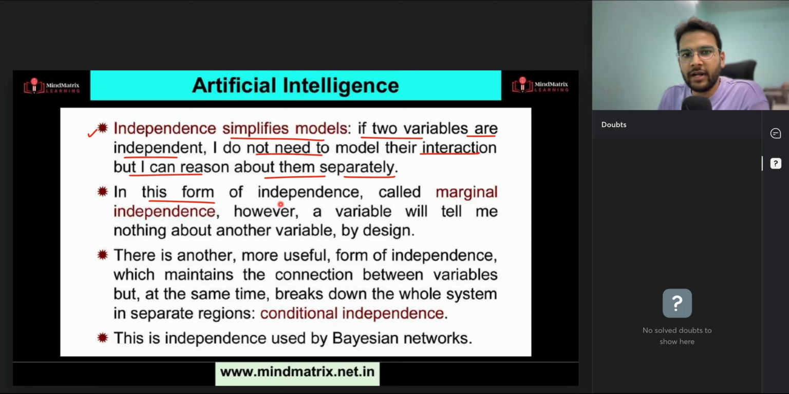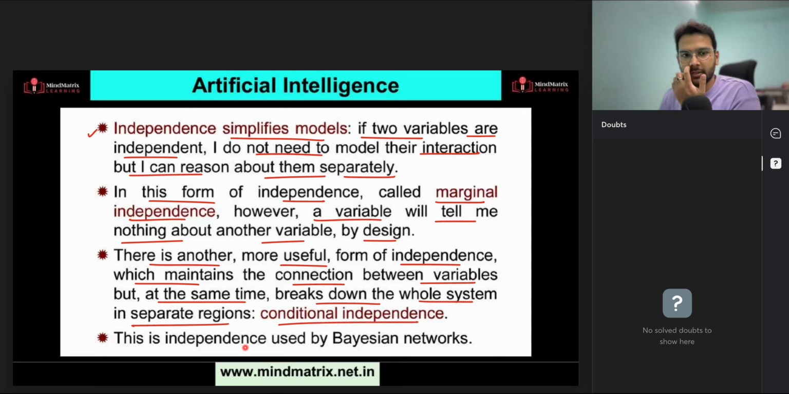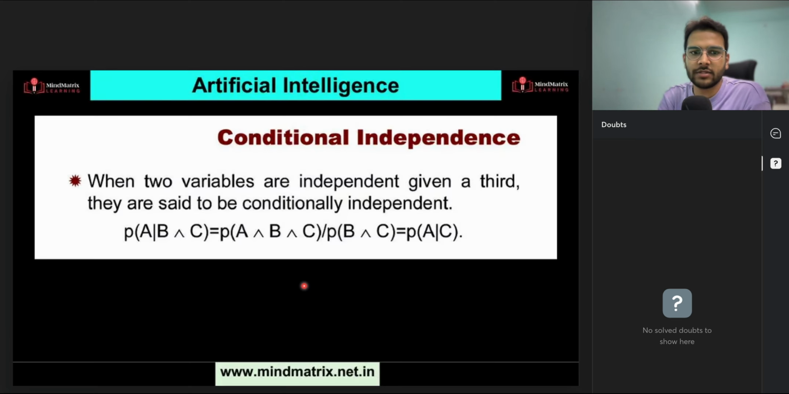In this form of independence, called simple or marginal independence, a variable will tell me nothing about another variable by design. There is another, more useful form of independence which maintains the connection between variables, but at the same time breaks down the whole system into separate regions: conditional independence. This is the independence used by the Bayesian network. So mainly Bayesian networks use conditional independence. That is very useful for us.